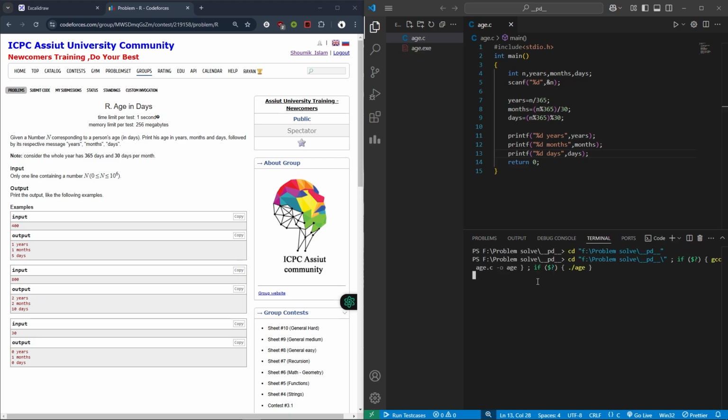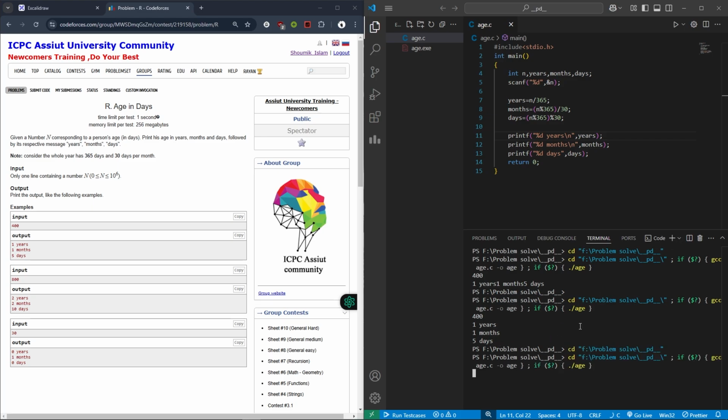The input is 400. We get 1 year, 1 month, and 5 days. Okay, my bad guys, we have to break the line after this, since they have it also. We don't need it for the last one, we just need to break the line for both at the top. Okay, 400: 1 year, 1 month, 5 days.